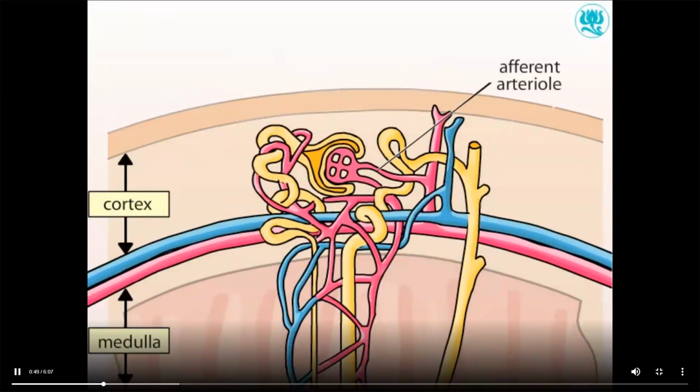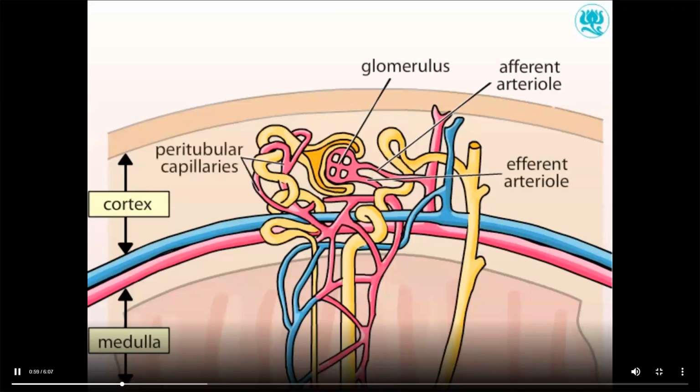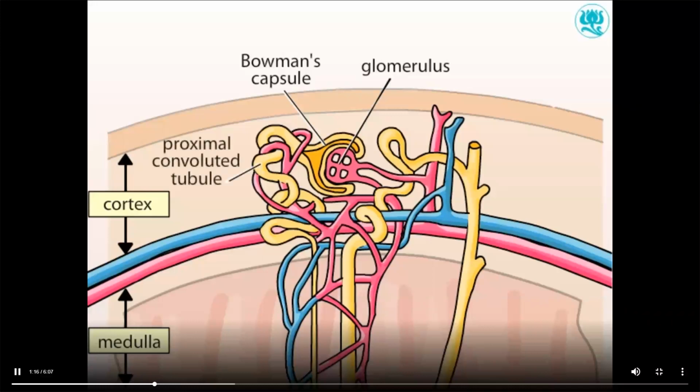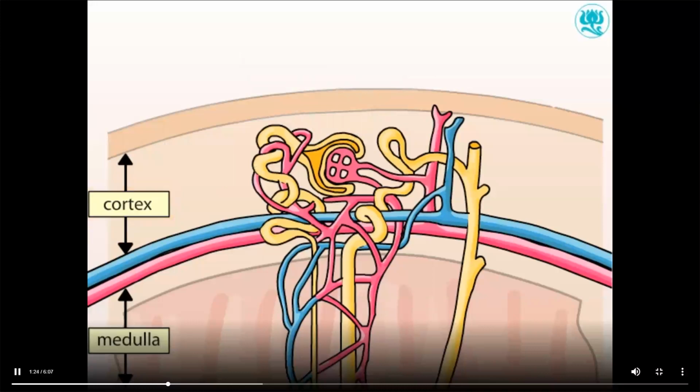An afferent arteriole carries blood to a knot of capillaries called the glomerulus. Draining each glomerulus is an efferent arteriole that gives rise to the paratubular capillaries, most of which surround the cortical portions of the nephron tubules. Blood pressure forces water and small molecules to be filtered from the glomerulus and collected in Bowman's capsule. The initial segment of a renal tubule is called the proximal convoluted tubule. The glomerulus, Bowman's capsule, and proximal convoluted tubule of each nephron are located in the cortex.